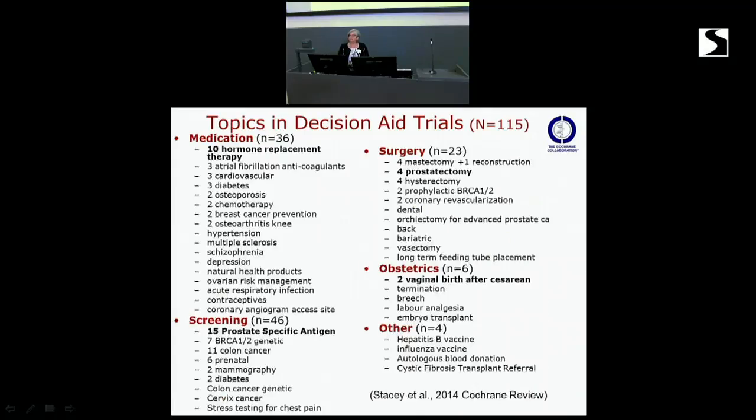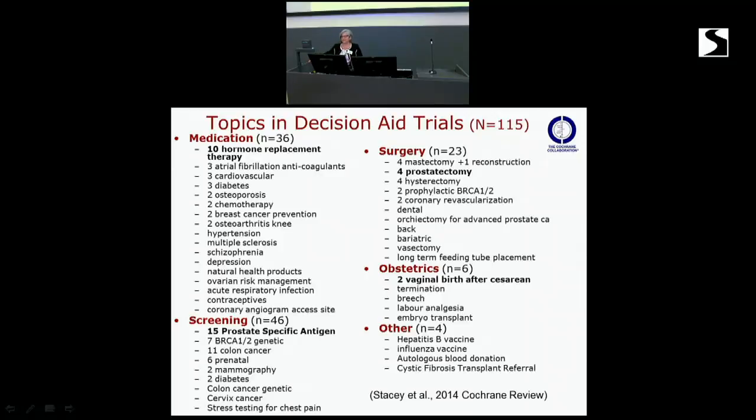In the 115 trials in the last update, you can see from this list there's a huge range of different topics of patient decision aids: medication topics, screening topics, surgery topics, obstetrics topics, and other. And to the best of my knowledge, I don't think any of the 115 trials have been conducted in Norway. But where's Simone? Have there been any done in Norway? RCTs?